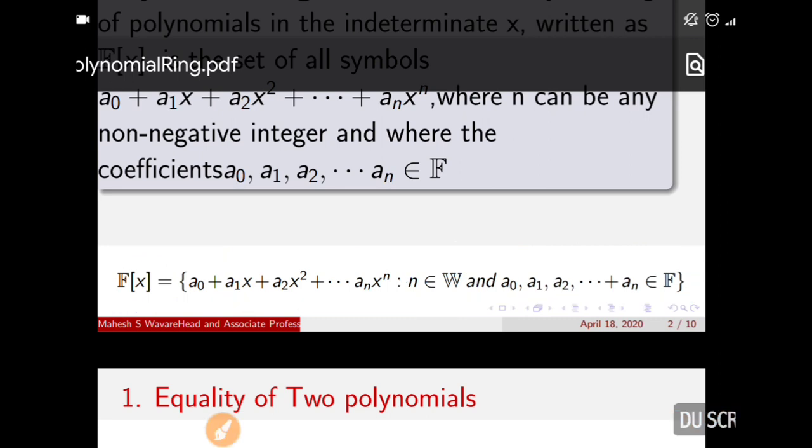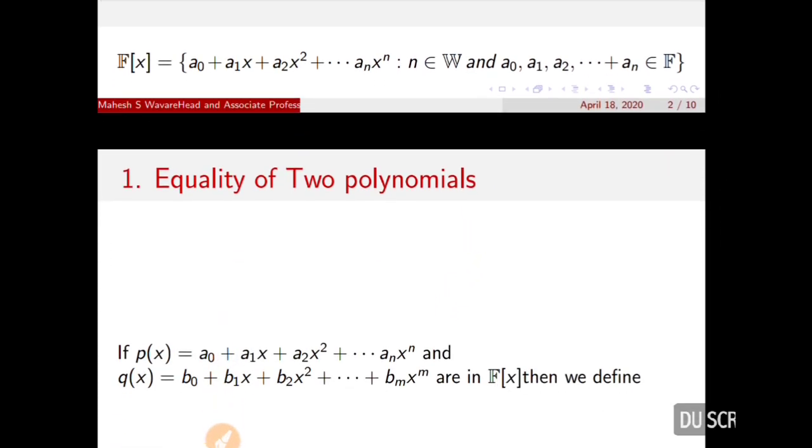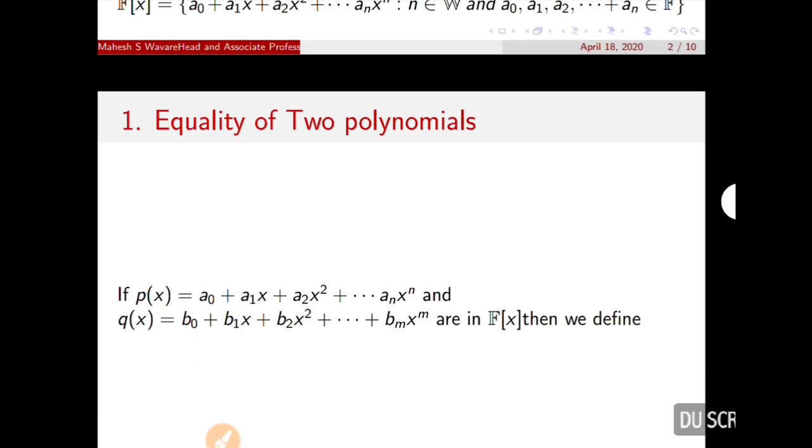Now once we define the set, we must know when any two elements in this set are equal, how to add any two elements in this set, and multiplication. Later on we will see the algebraic structure of the ring.